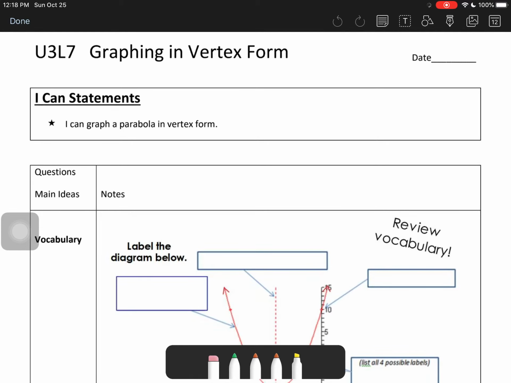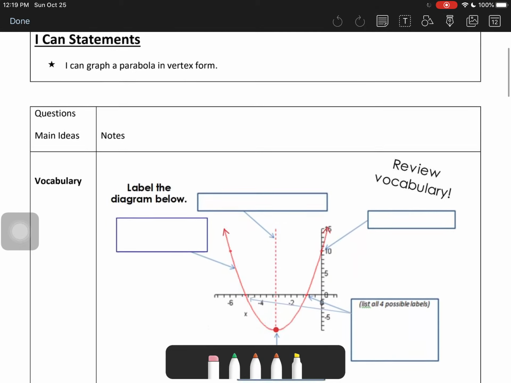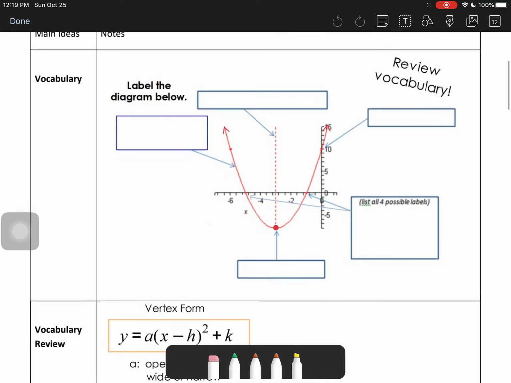In this lesson, we're working on graphing in vertex form. And the graphing that we're going to be doing is graphing a quadratic, which we know is called a parabola. All right, so we want to review the vocabulary first.